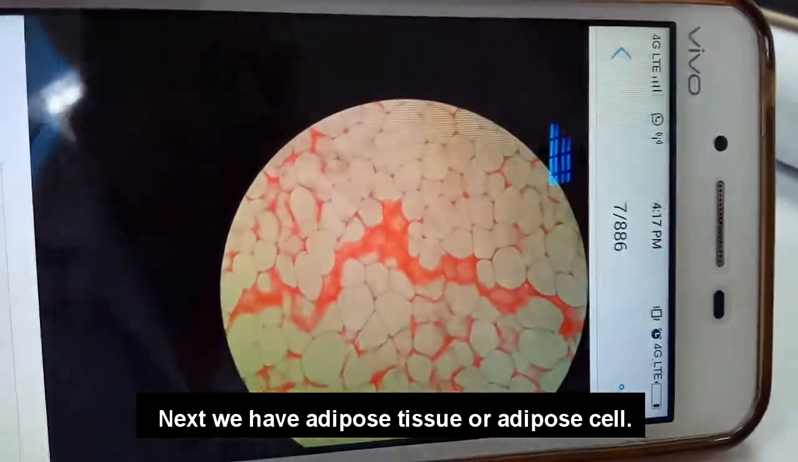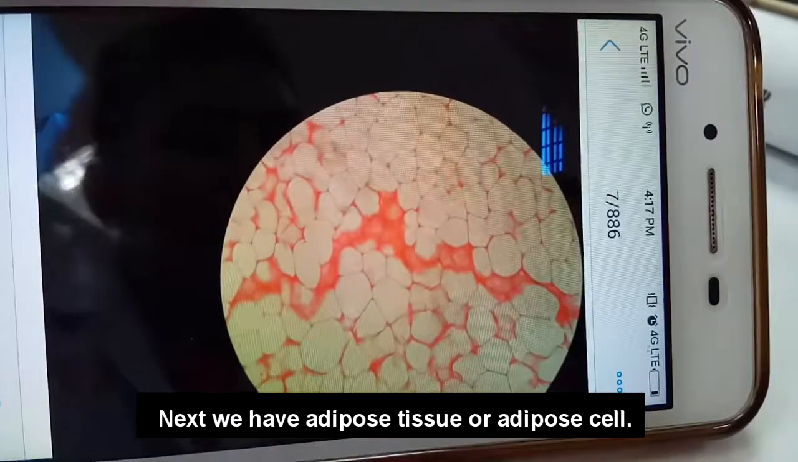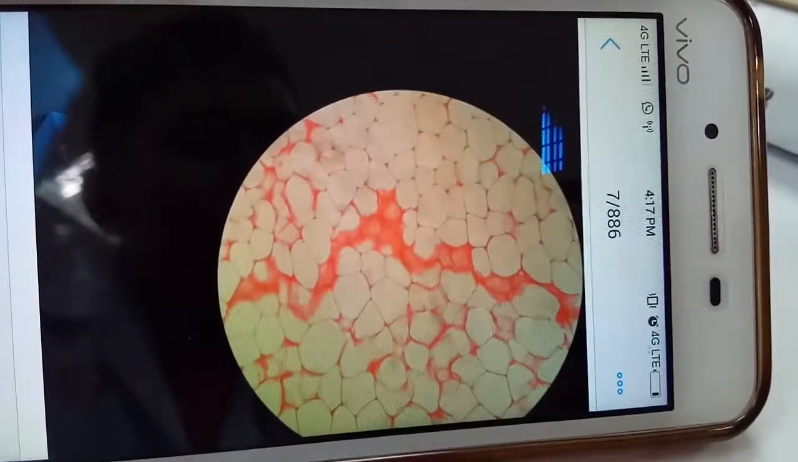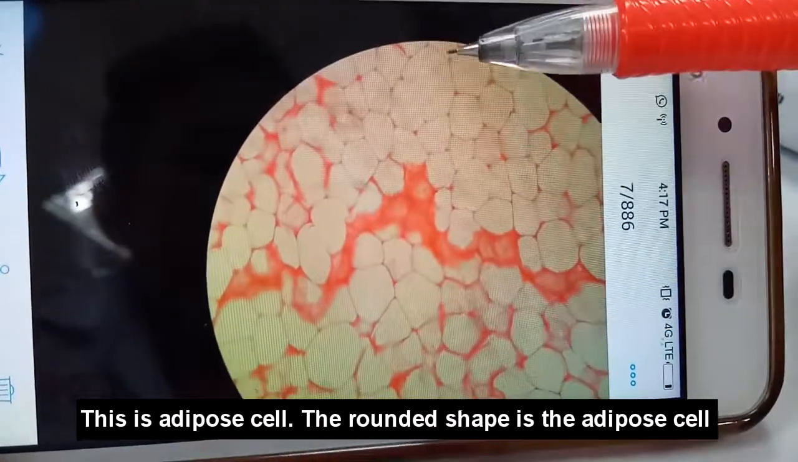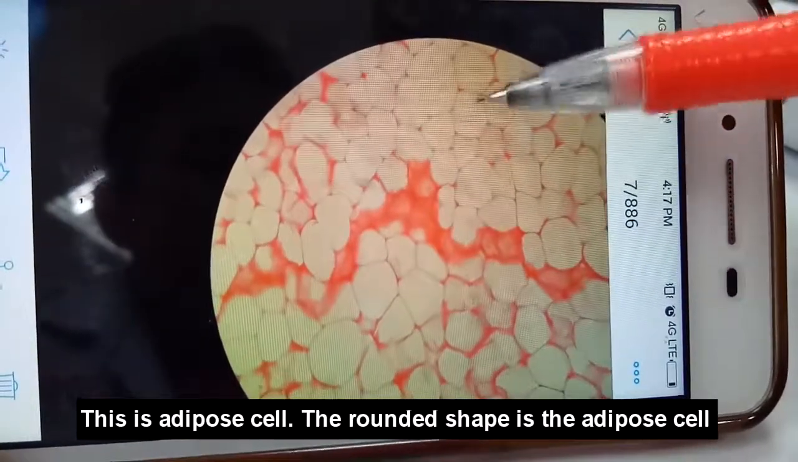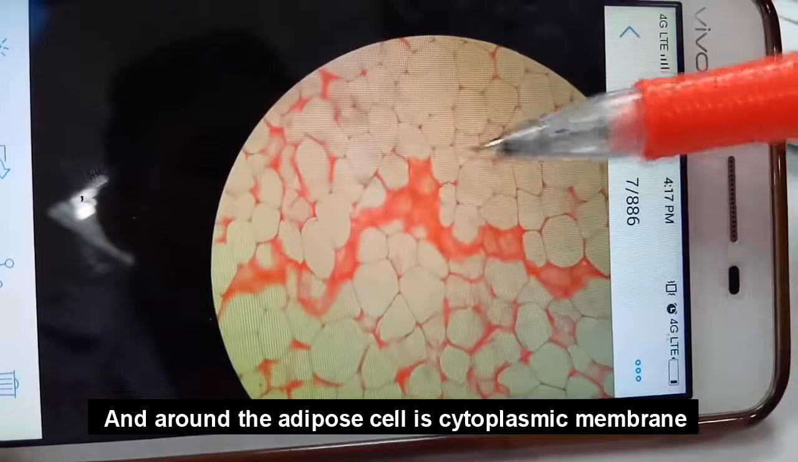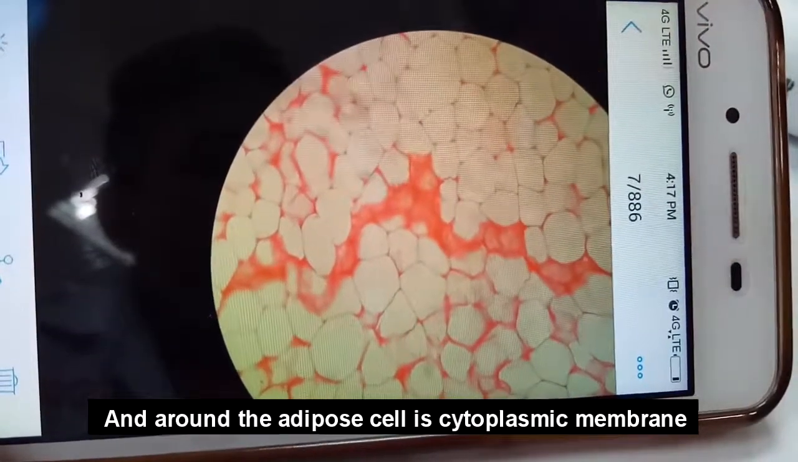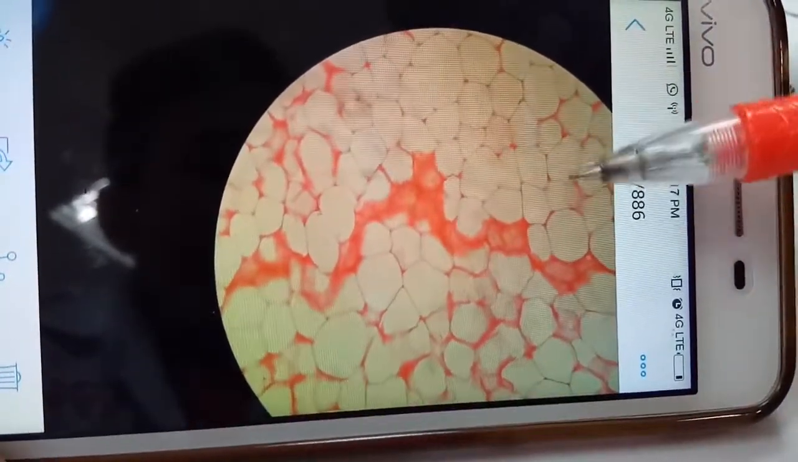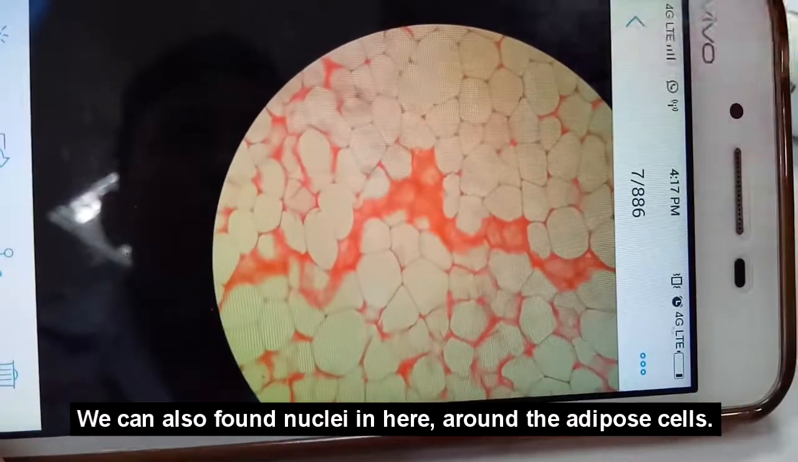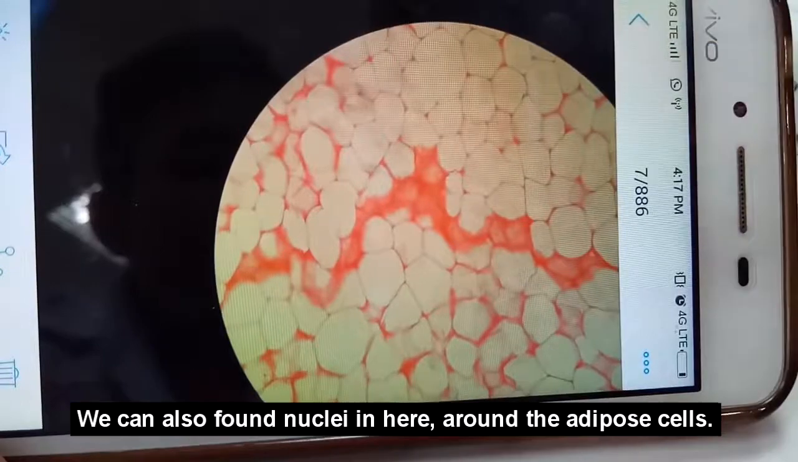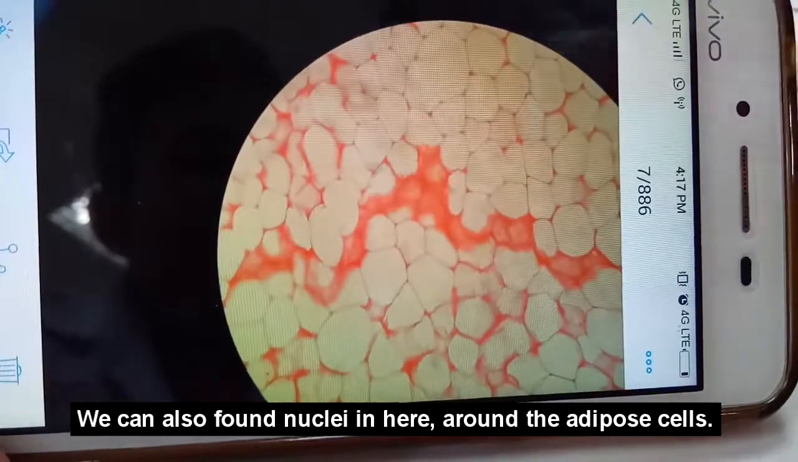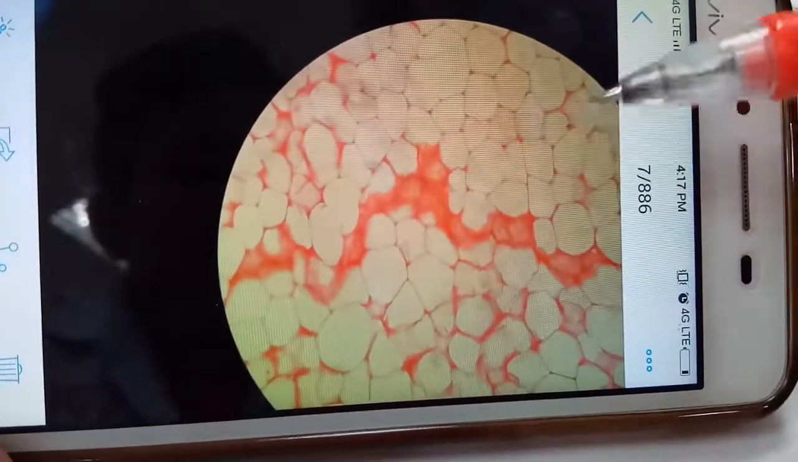Next, we have adipose tissue or adipose cell. So this is the picture. As you can see here, this is the adipose cell. The rounded shape is the adipose cell, and around the adipose cell is the cytoplasmic membrane. And we can also find nuclei around the adipose cell. This one, and this one too.